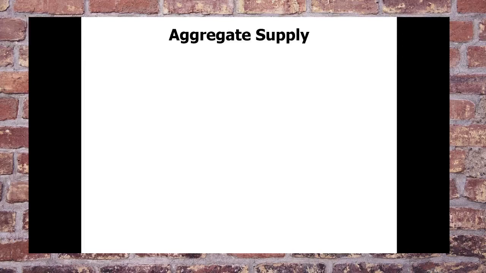Okay, let's move on to our next topic. We've looked at aggregate demand, and before that we had looked at the aggregate expenditure model. What we want to understand about the aggregate expenditure model was it was just consumption, it was just GDP, right? There was no supply side, right?